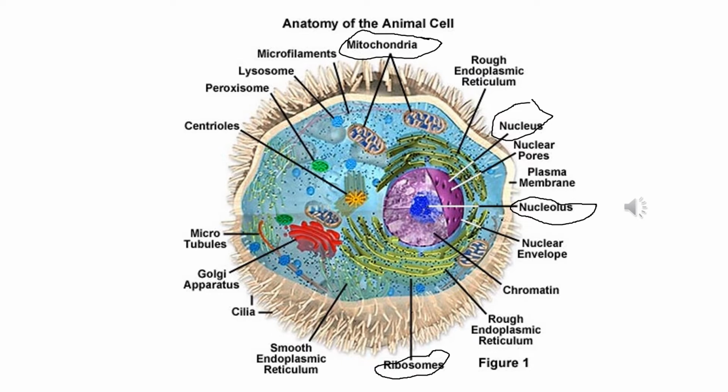The other difference between an animal and plant cell is an animal cell is protected because it's within the body of an animal. It's only got plasma membrane. This is a model of an animal cell.